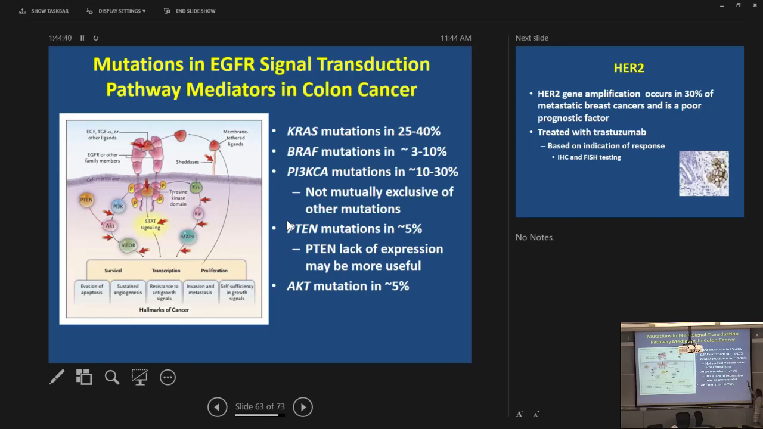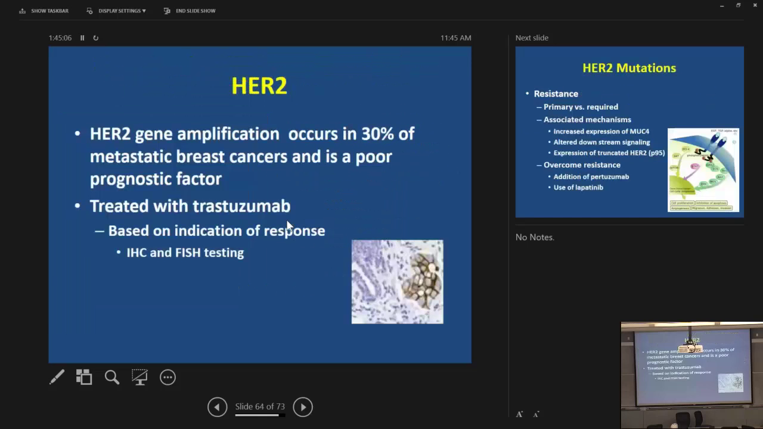And then we talked about PIK3CA. Dr. Davis talked about that. Those patients who have PIK3CA, what do they benefit from? Aspirin. Okay. All right. There's PTEN mutations. There's AKT mutations. So there's a whole bunch of other mutations that may predict response in these patients or predict prognosis that we're looking at how we can utilize them in colon cancer.